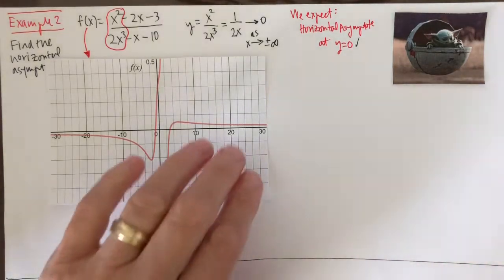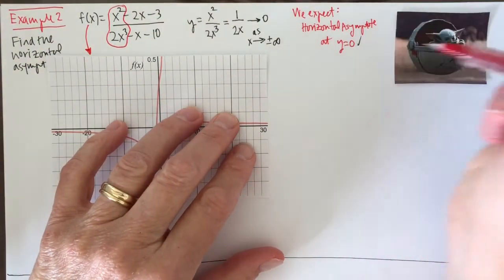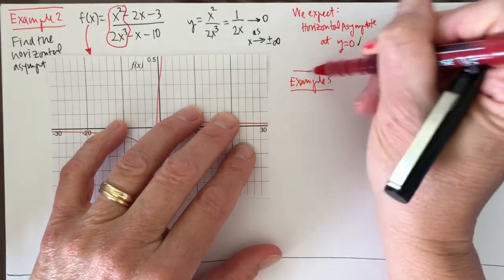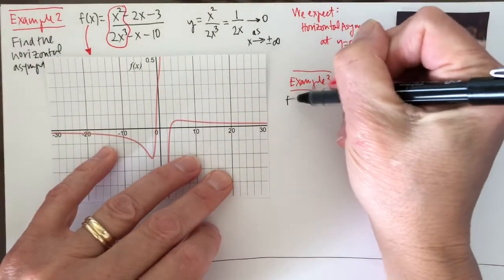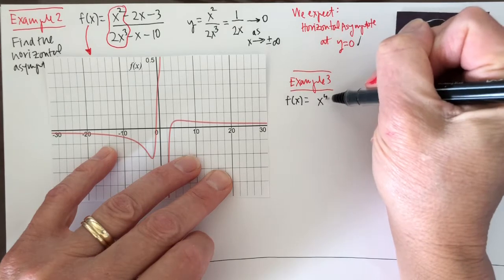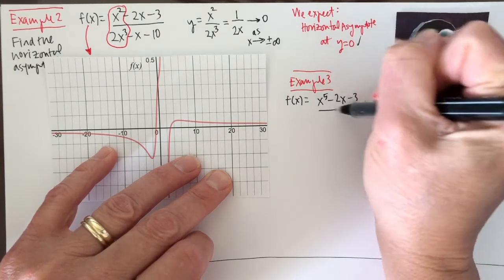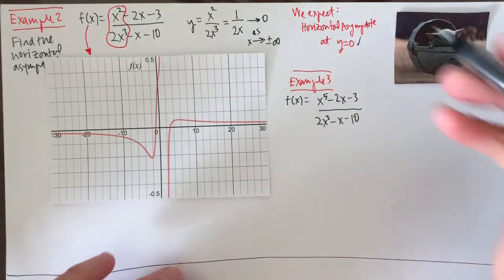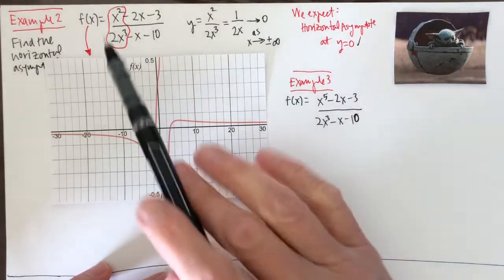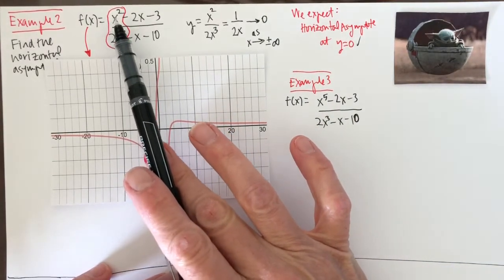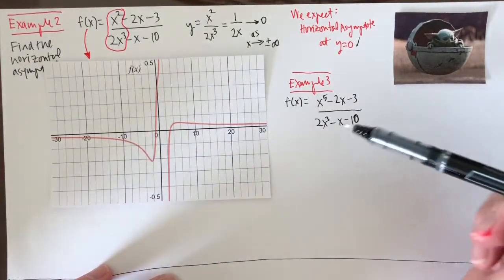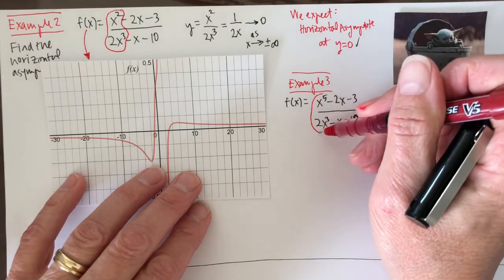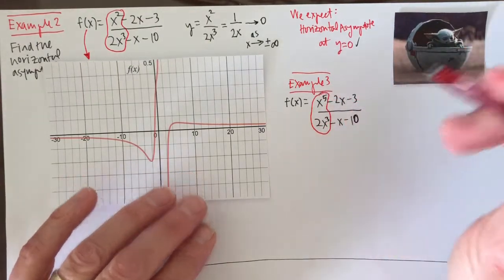Okay, let's look at a third example. This will be the last example on horizontal asymptotes. And this time, our function is going to be f of x equals x to the fifth minus 2x minus 3 over 2x cubed minus x minus 10. I'm not changing much. I'm just changing it so the leading term in the numerator has a higher power than the denominator leading term. So our strategy for finding horizontal asymptotes is to look at these leading terms and find out what they're doing as x goes to infinity.